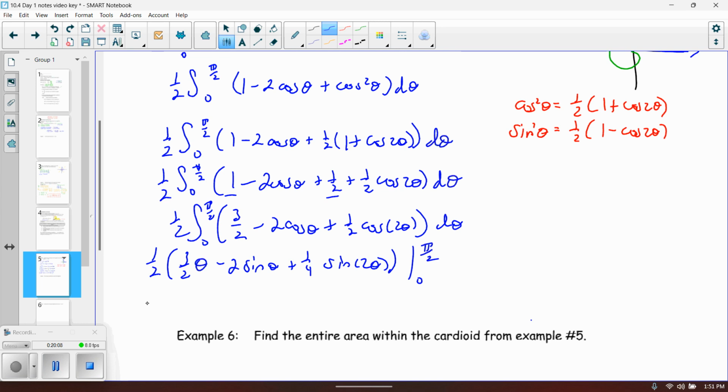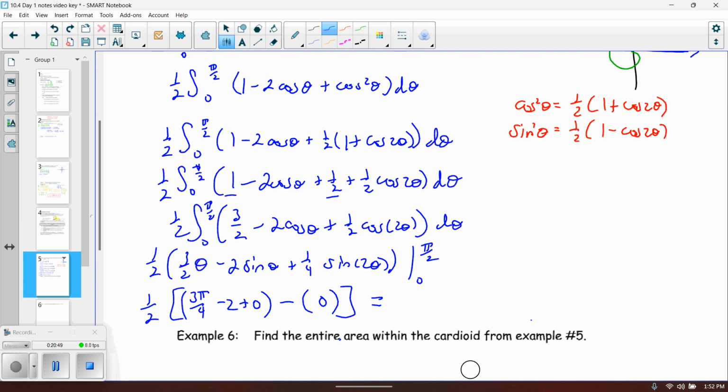All right, so let's plug this stuff in and see what we get. We still get a 1/2 out front. Plugging in pi over 2, that is going to give me 3 pi over 4. Plugging in pi over 2 where the sign is, sine of pi over 2 is 1, so that's going to be -2. And then sine of 2 pi times pi over 2, that's pi. Sine of pi is 0, so that's done. Minus, plugging in 0, this one's really nice. 0 times 3/2 is 0, sine of 0 is 0, sine of 0 is 0, so that is gone.